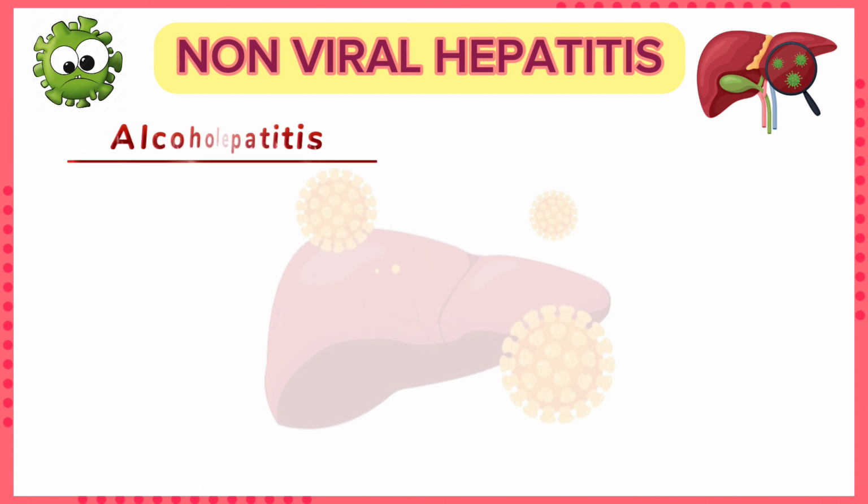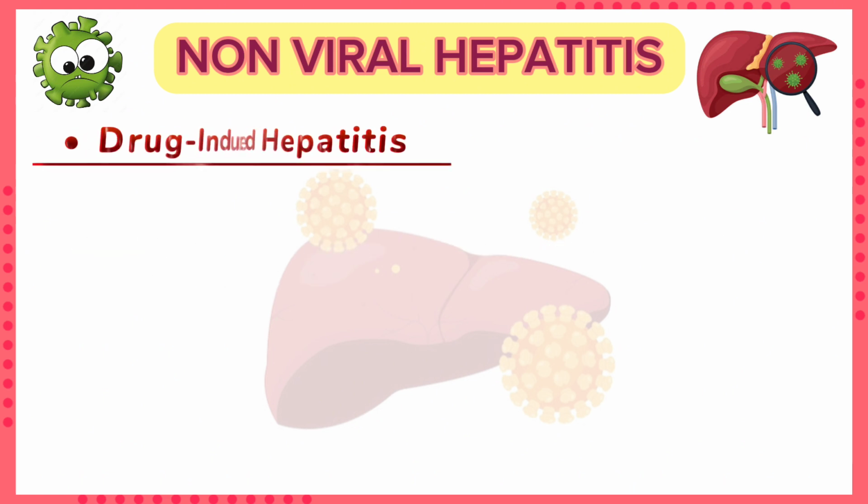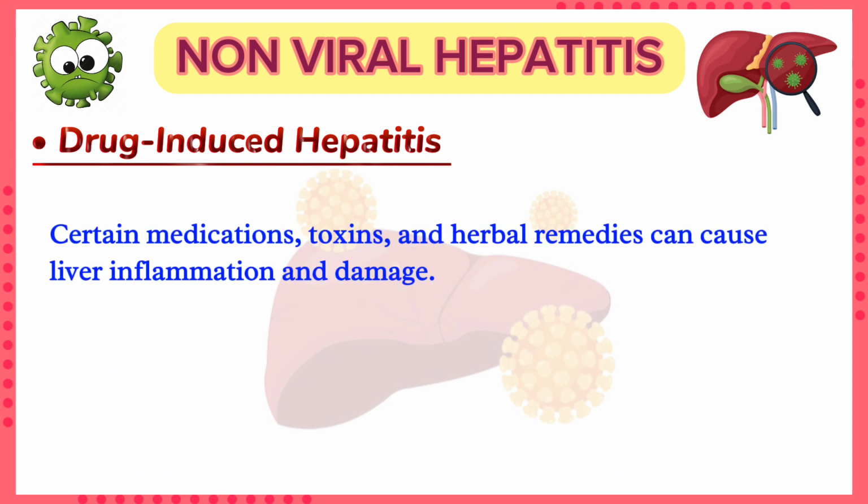damage. Alcoholic hepatitis. Alcoholic hepatitis is liver inflammation caused by excessive and prolonged alcohol consumption. Alcohol damages liver cells, leading to inflammation and, in severe cases, scarring of the liver that is called liver cirrhosis. Drug-induced hepatitis. Certain medications, toxins, and herbal remedies can cause liver inflammation and damage. Drug-induced hepatitis can occur as an adverse reaction to medications or as a result of overdosing on certain medications.